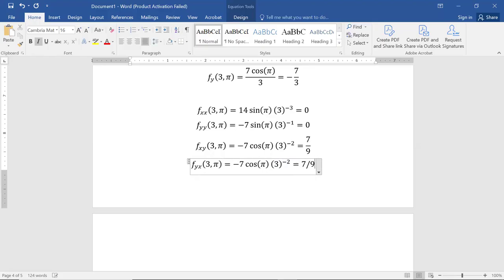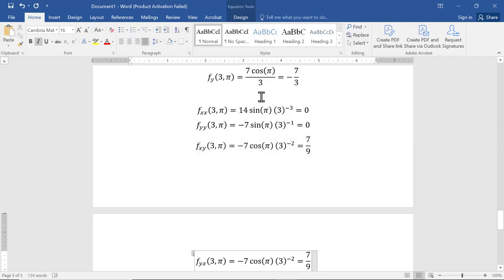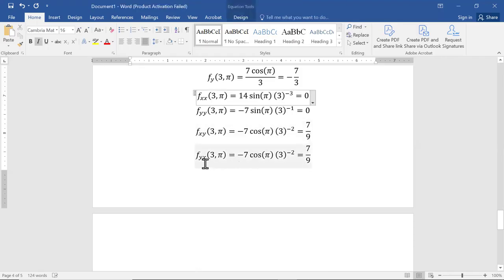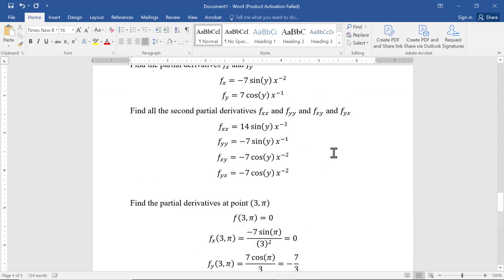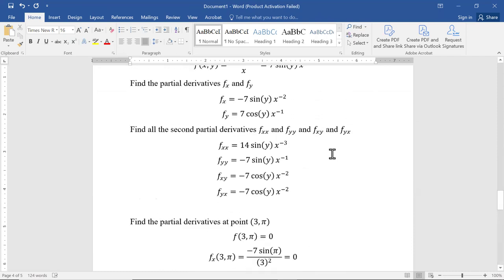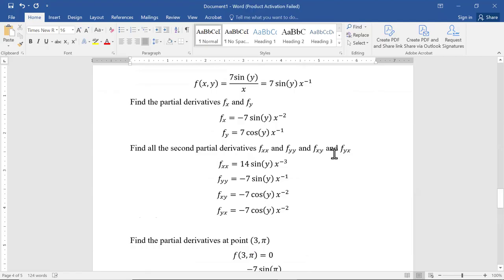And you get the exact same thing when you do the yx. And you have to, because f sub xy and f sub yx gave us the same thing in this example, and in the previous example, and in the example before that.